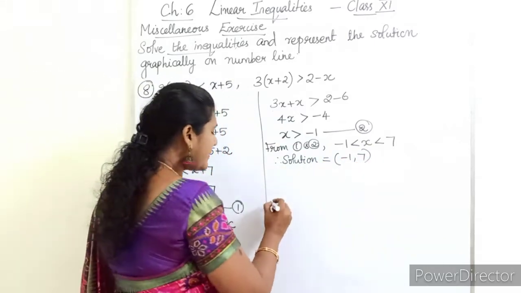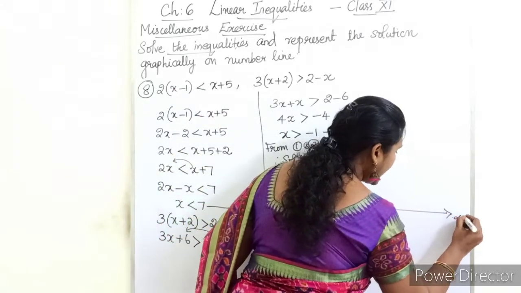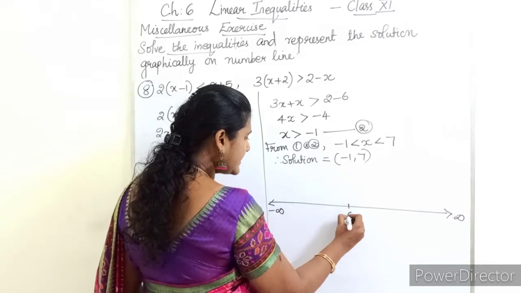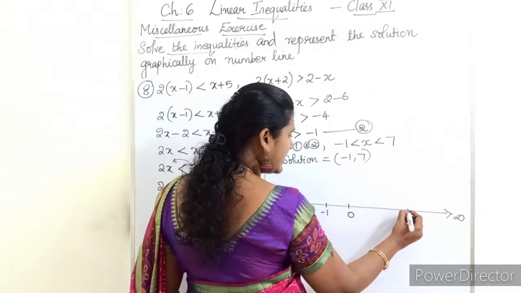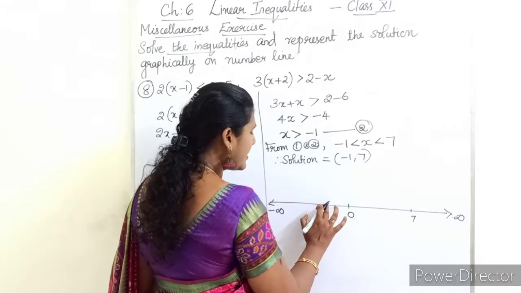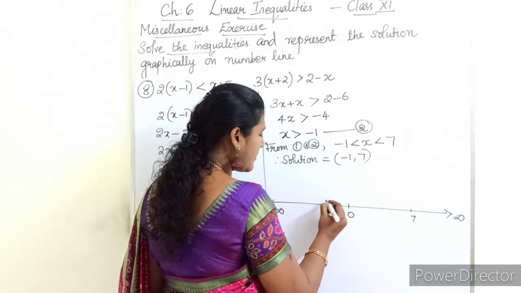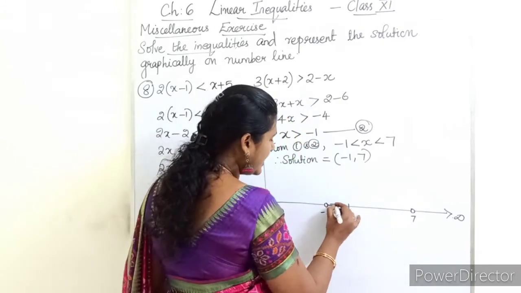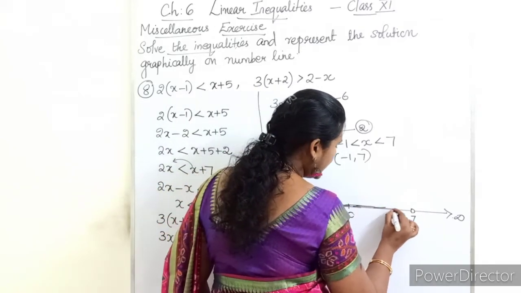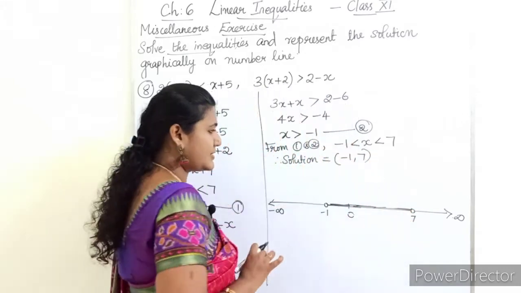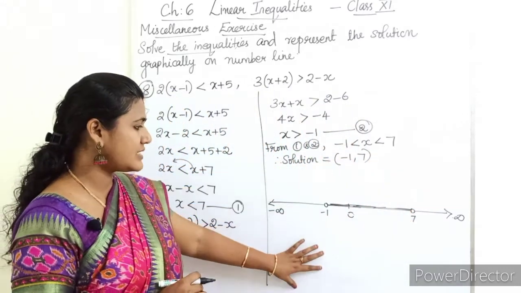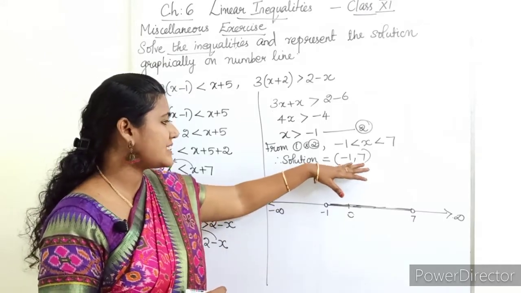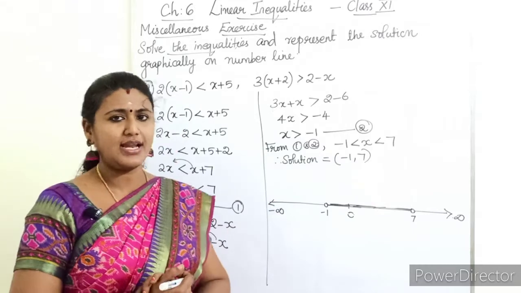We have to represent this interval on a number line. Here plus infinity, minus infinity. Here we will take 0. This is minus 1 and here we will mark 7. Here also it is an open interval, so these endpoints are not included in the interval. All the numbers in between minus 1 and 7 are the elements of this interval. So this is the answer. The solution, the open interval minus 1 to 7, we have represented on a number line.